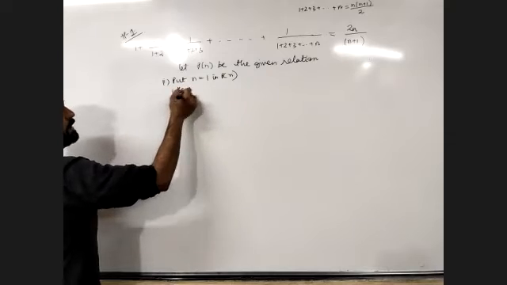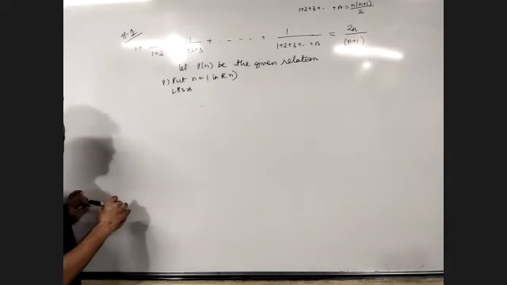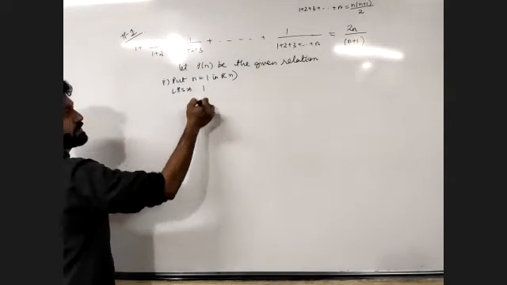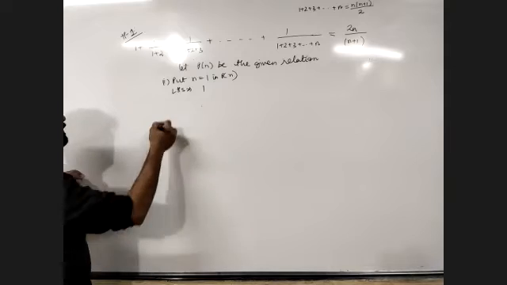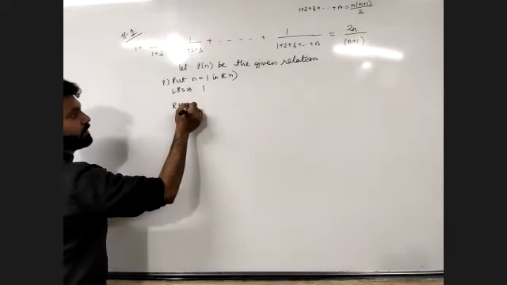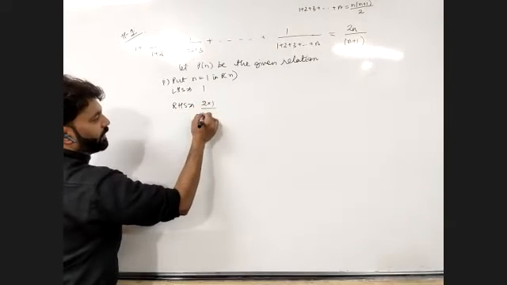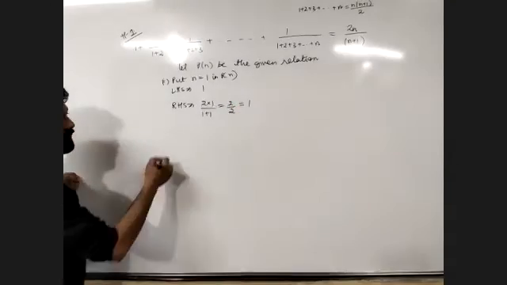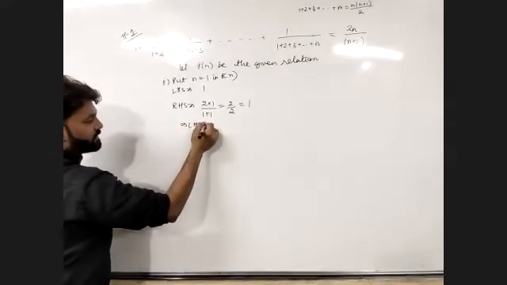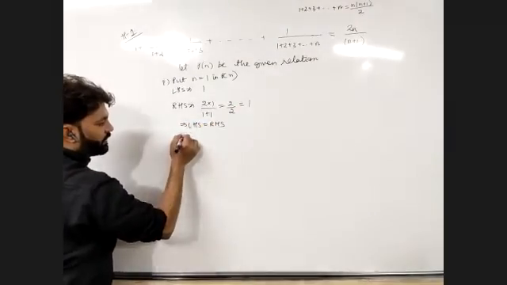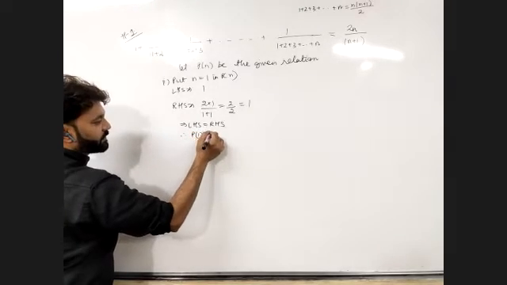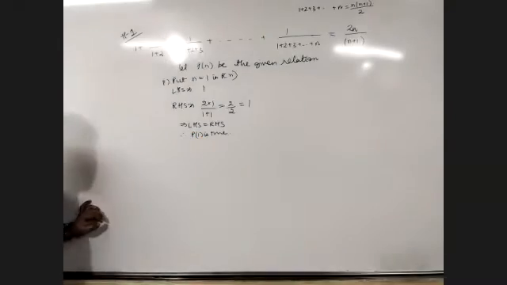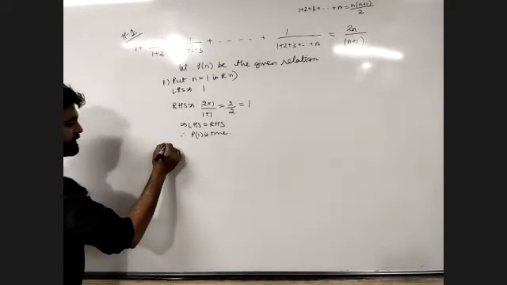So LHS will be just the first term, that is 1. RHS will be 2 into 1 upon 1 plus 1, 2 upon 2 equal to 1. This implies that LHS is equal to RHS. Therefore, P1 is true. Am I clear with it? What's the second step?